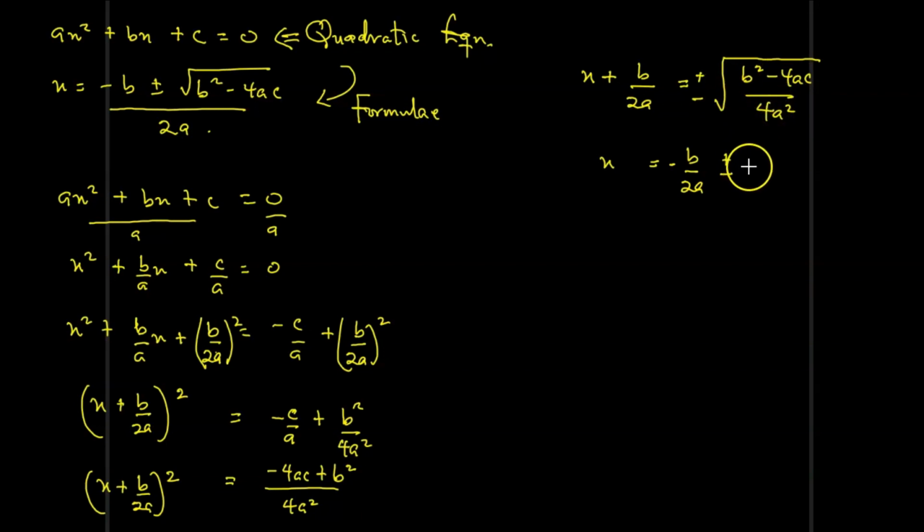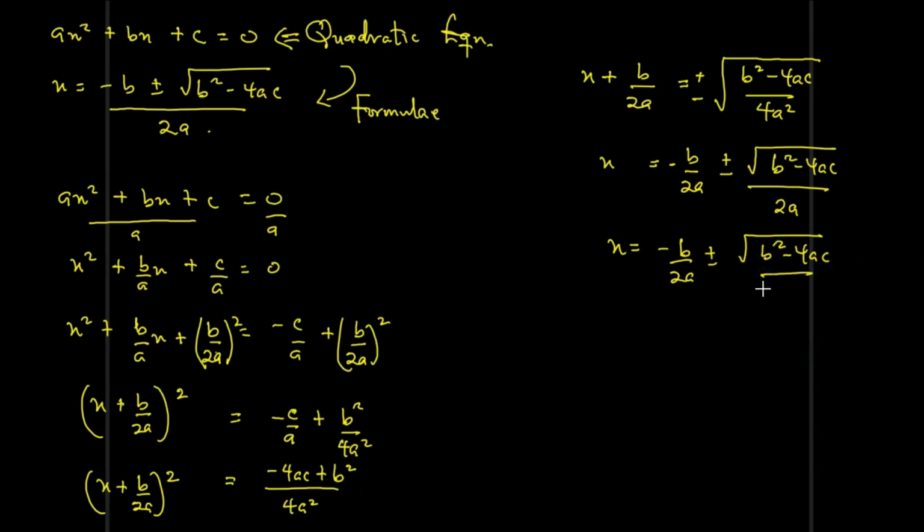So we are going to have the square root of b squared minus 4ac all on the square root of 4a squared, which will give us the square root of 4 is 2 and the square root of a squared is a. So we are left with that. So at the end of the day, x is going to be minus b on 2a plus or minus the square root of b squared minus 4ac all over 2a.